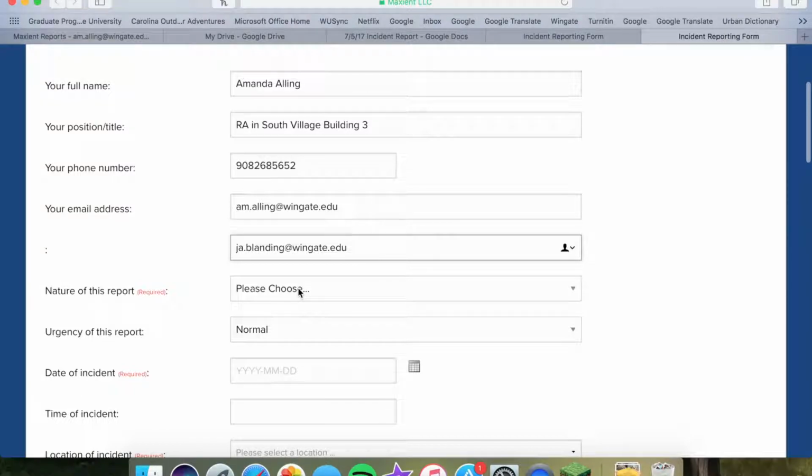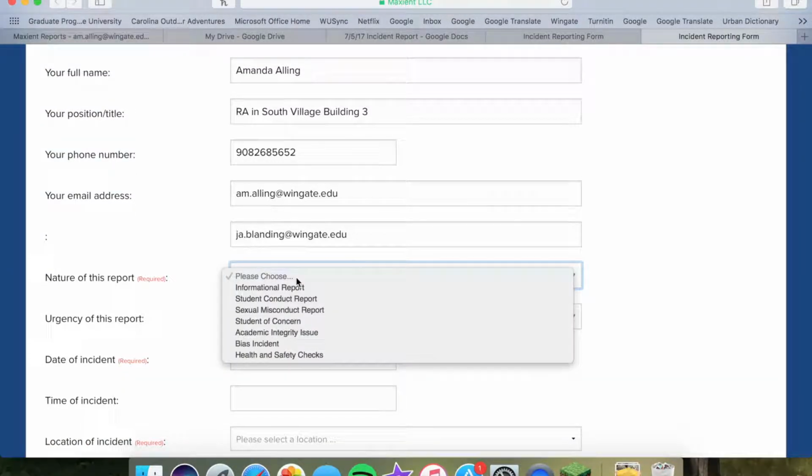Alright, the next part is the nature of the report. This is very important because you have to make sure that you are choosing the right one so the right people receive it. There is the informational report, what we usually deal with, whether it be a student you come across smoking tobacco or, say, an apartment with a recurring trash problem. There are a lot of different things that fall under this category. Those are just two examples.